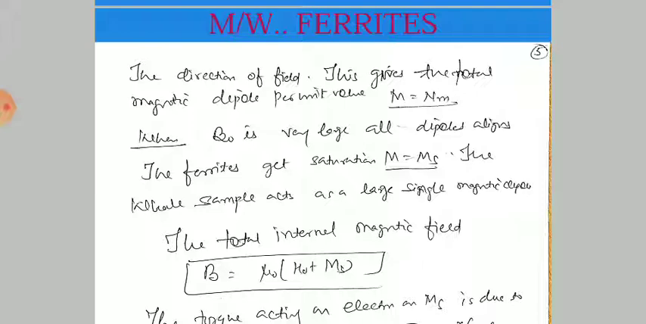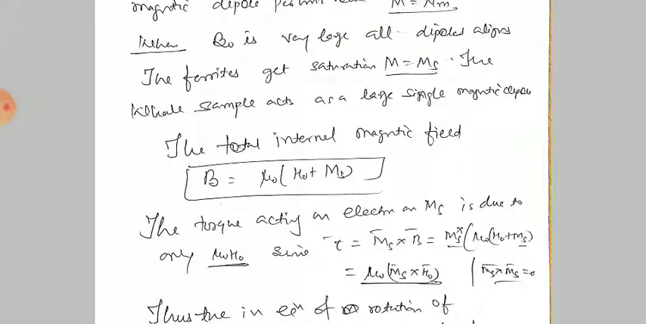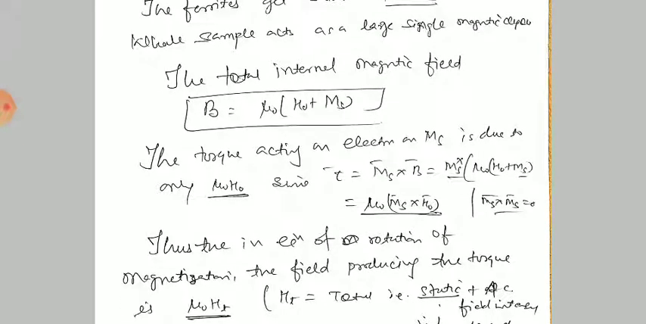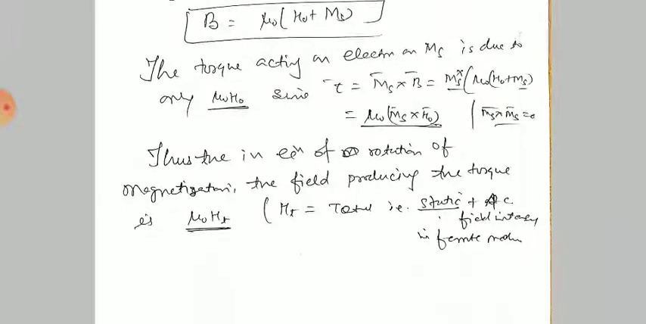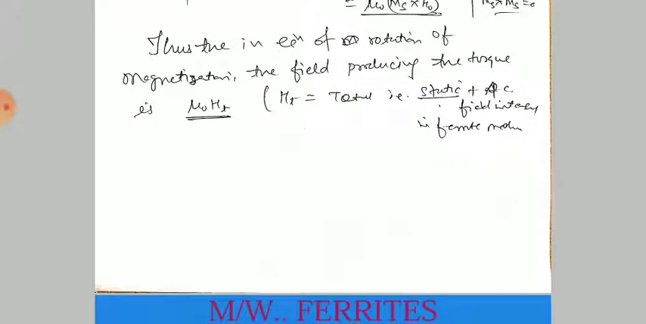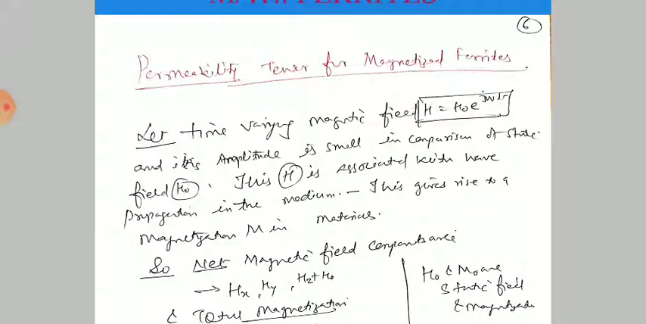The total internal magnetic field will be equal to mu0 (M0 plus Mh). The torque acting on the electron, Ms, is due to this: tau equal to Ms cross B, and this is Ms cross mu0 (H0 plus Ms). So Ms cross Ms equal to 0, so this is equal to mu0 Ms cross H0. Thus the equation of the rotation of the magnetization, the field producing the torque, is mu0 Ht, the total magnetic field, static as well as the AC.